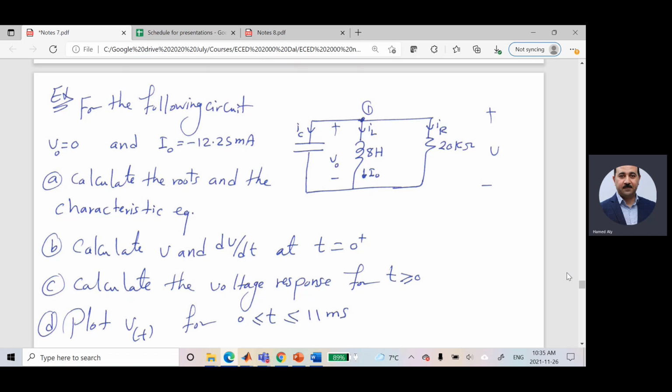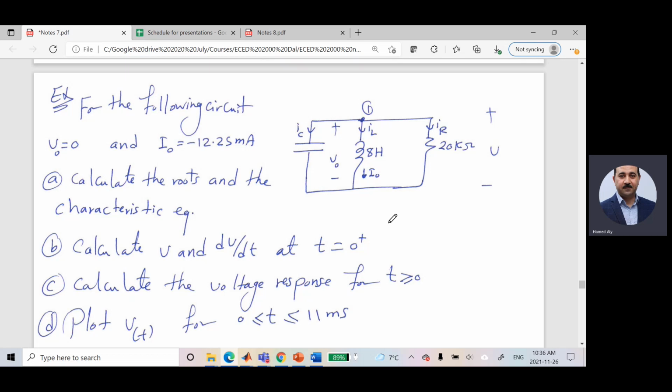And after that, I have to find the initial conditions. If I'm using the current, I have to find i of 0 and di of 0 by dt. If I'm using the voltage equation, I have to find v of 0 and dv of 0 by dt. And based on these two equations, I can find the unknowns, which are A1 and A2, or D1 and D2, or beta 1 and beta 2. Let us see one more problem which is talking about that.